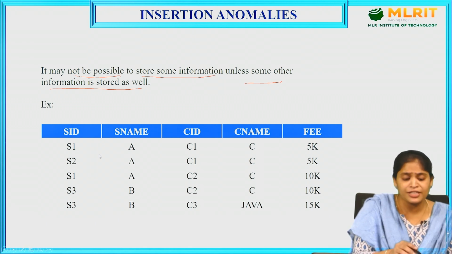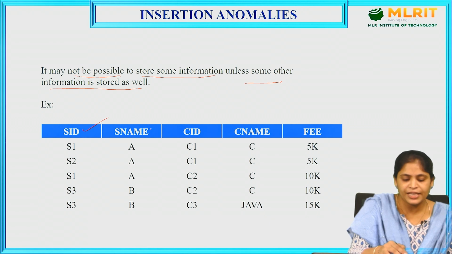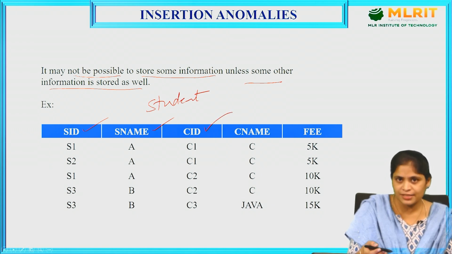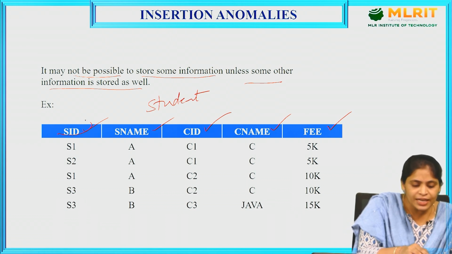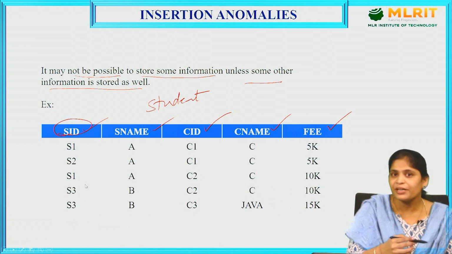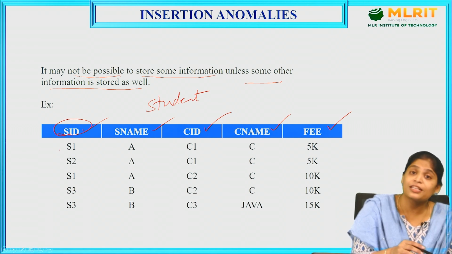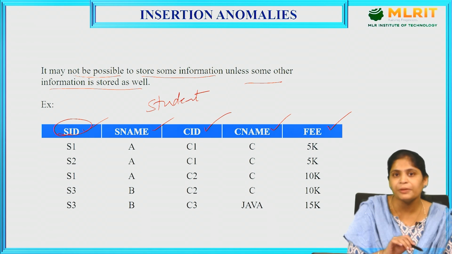Here I have considered one table which consists of 5 columns. This is a student table: student ID, student name, course ID, CID is nothing but course ID, course name, and fee. So here in this SID, I have some redundancy of data. Here I took some of the redundancies, that is nothing but duplication of data, even though we know that in general IDs can't be repeated.